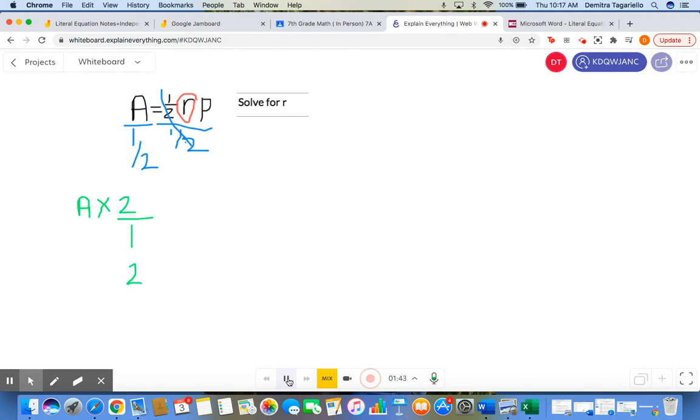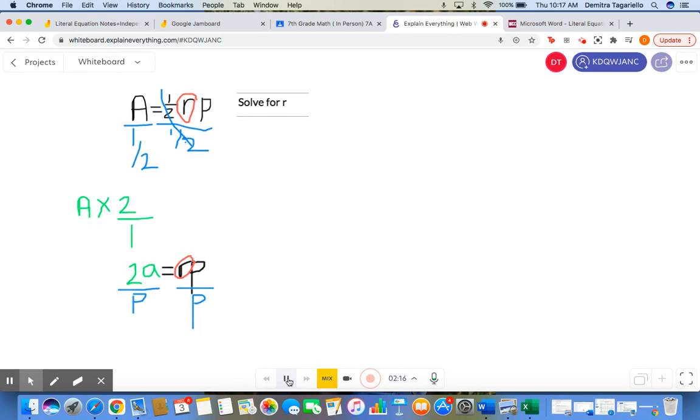Okay, then I'm going to bring down the rest of what I have over here. So on the other side, I still have equals rp. Now I don't want to lose sight of what I'm doing, so I'm still solving for r, so I'm going to circle that r again. I need to isolate r. Now I'm noticing r and p are being multiplied, so the inverse operation of that is to divide. So I'm going to divide by p on both sides, because what I do to one side, I have to do to the other.